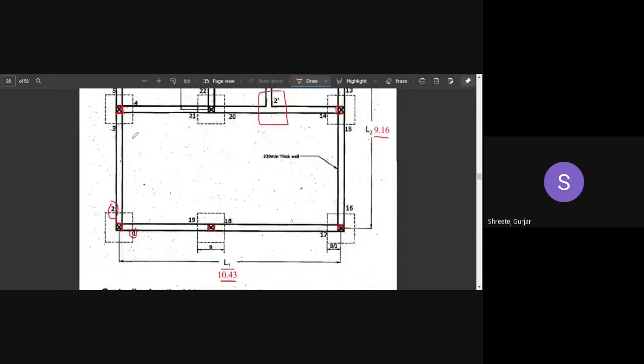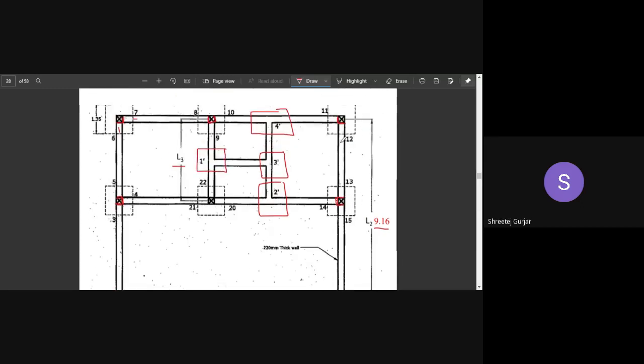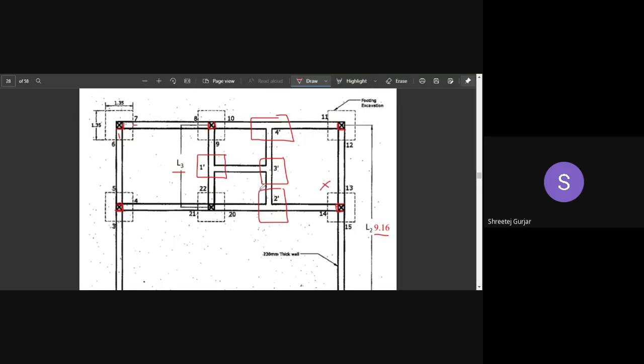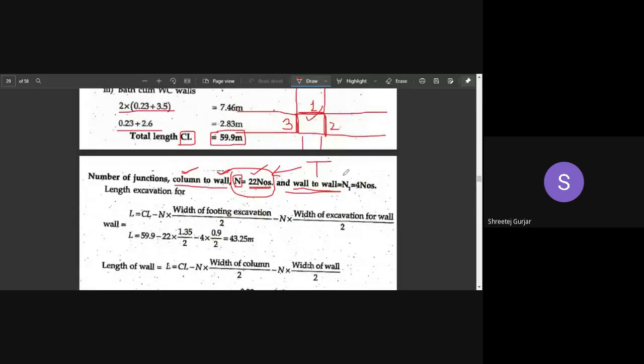All of the other T junctions, like this is also a T junction, but this is already considered in your column to wall junction, right? So this is already considered. This is also considered previously in your column to wall. So we need not consider these two, because they have been already considered in your column to wall junctions. So leaving out these, you can see we have 4 wall to wall junctions. That is what is mentioned over here, and we mention it as N1, capital N1. So 4 in number. I hope it is clear. If you want, I can explain once more.